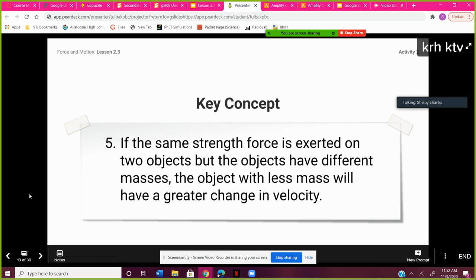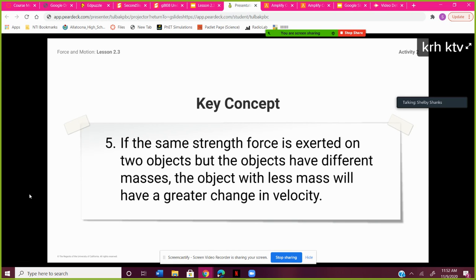All right, so we have a key concept. Once you put this key concept down in your notebook, you can close your notebook out, and we will not use it for the rest of class. So this key concept says if the same strength force is exerted on two objects, but the objects have different masses, the object with less mass will have a greater change in velocity.